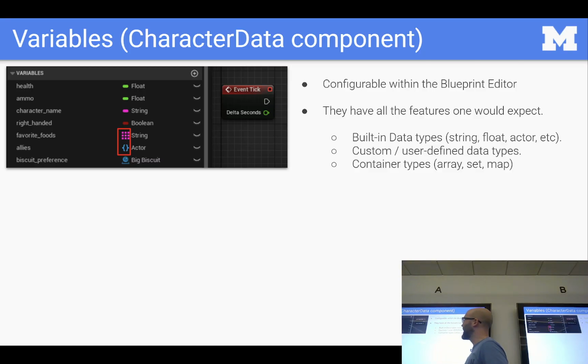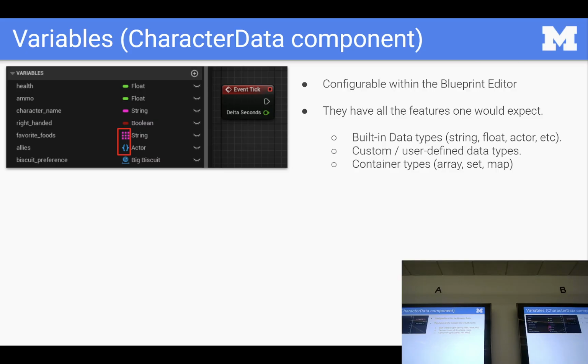There are also different container types. So you might say, my favorite foods variable is going to be of type string. It's the food name. But I don't want a single string. I want an array of strings because it's my favorite foods, not my favorite food, right? And so you can also see we've got a set down here, an allies set. So if you have any actors in the scene, like some NPC characters who are your friends who are going to help you complete a mission.